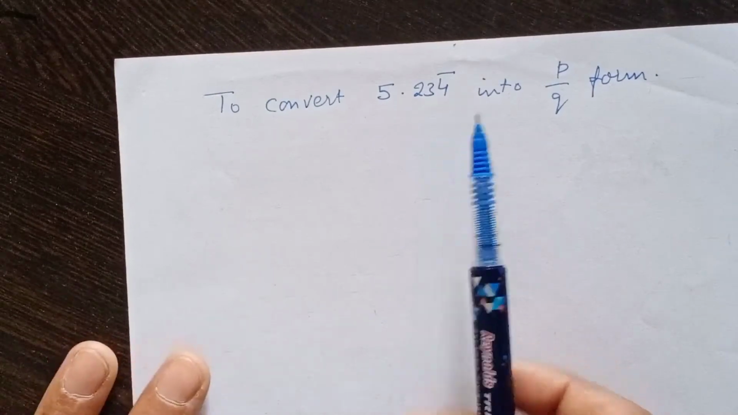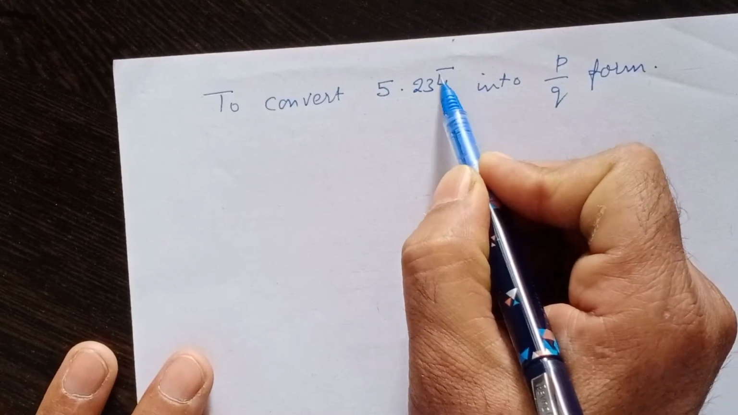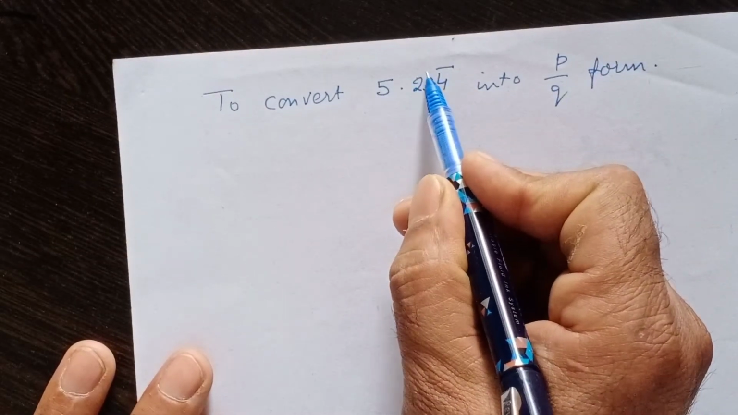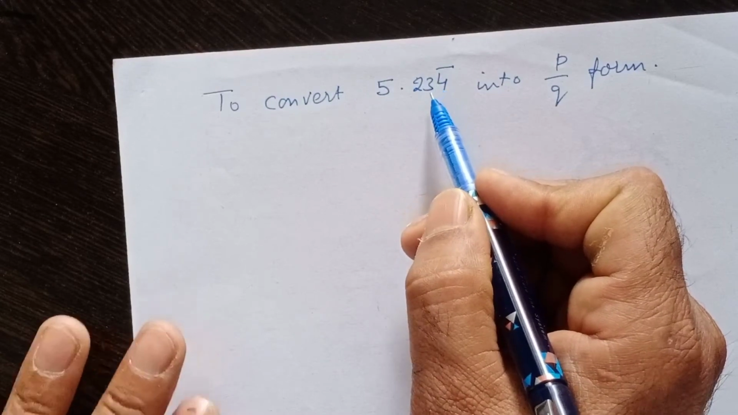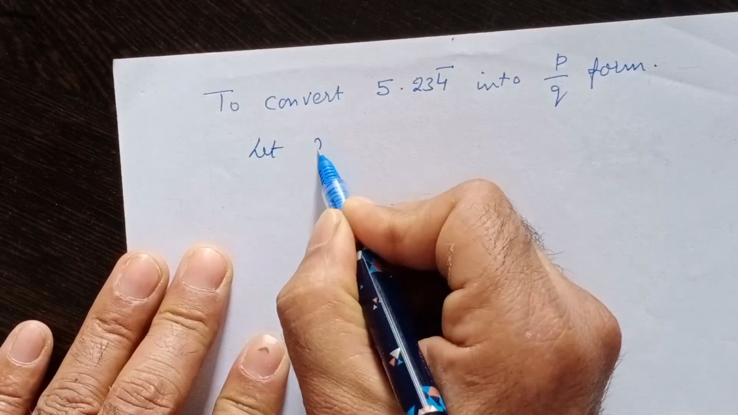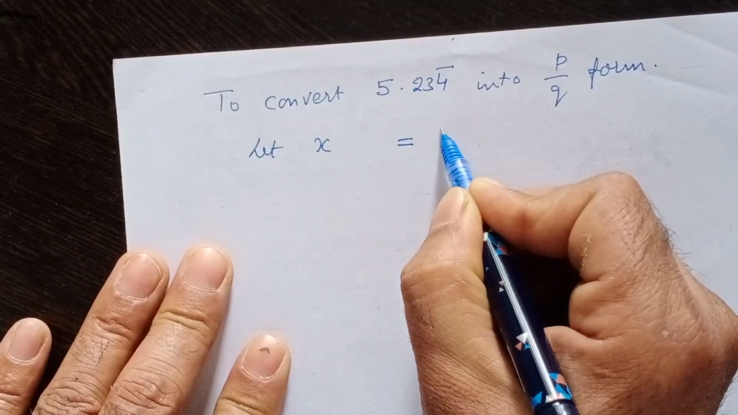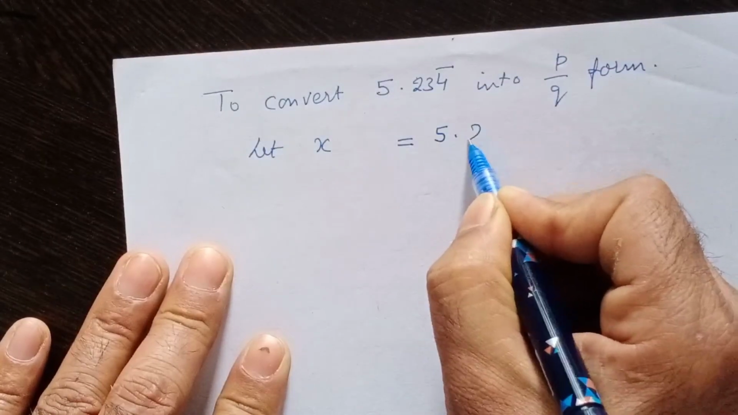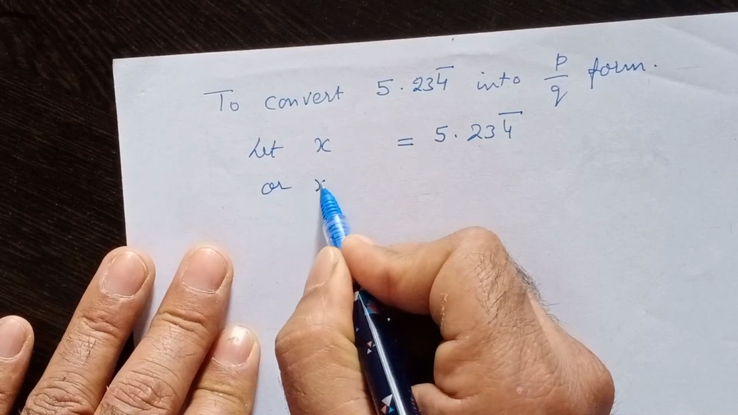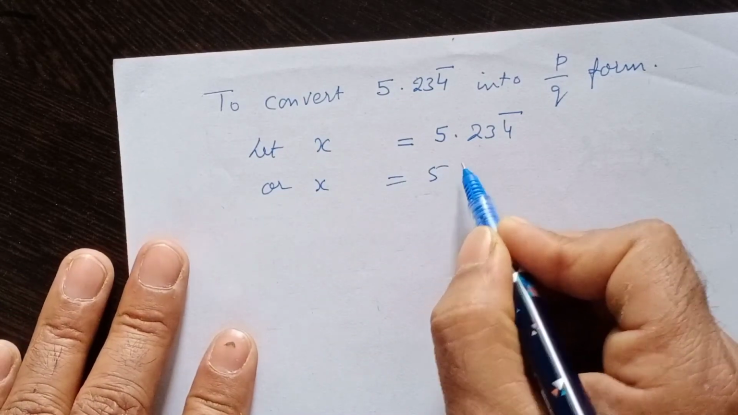Here you see that the bar is on 4 only. Bar is on 4 only. There is no bar upon 2 and 3. So let us learn how to do this. Let x is equal to 5.234 bar.